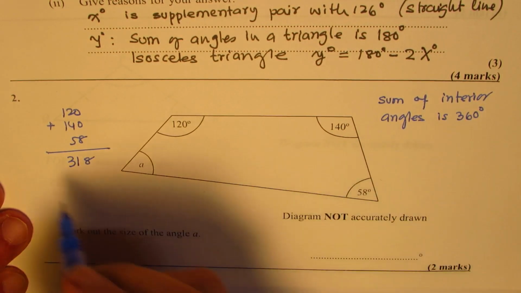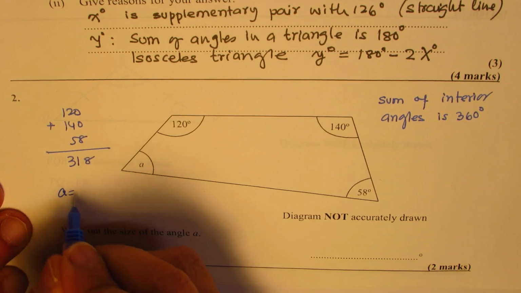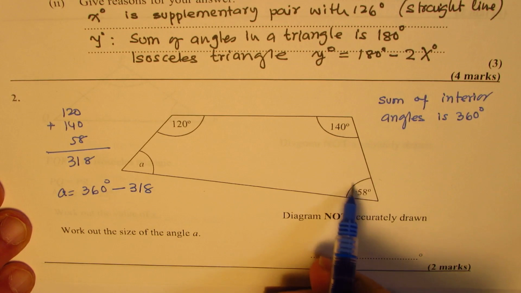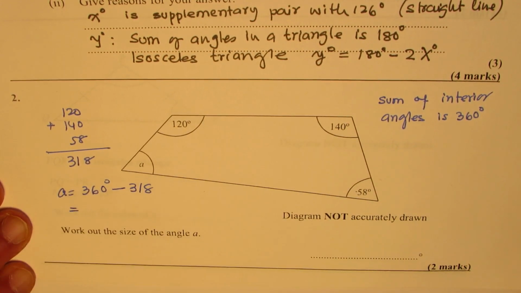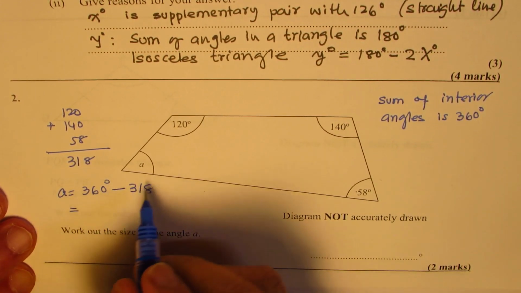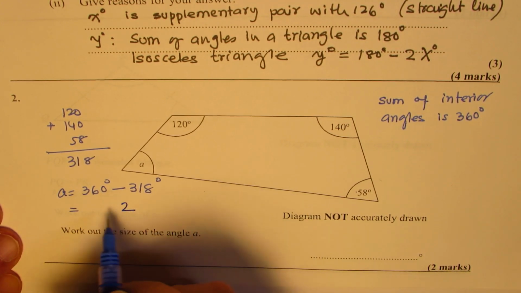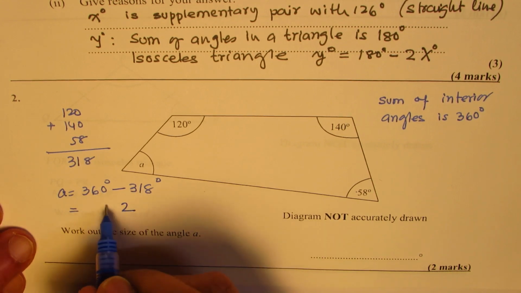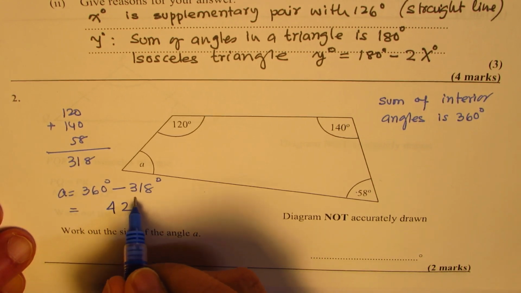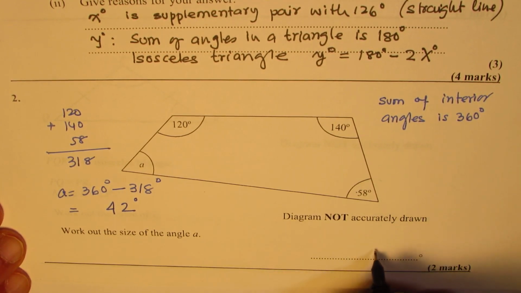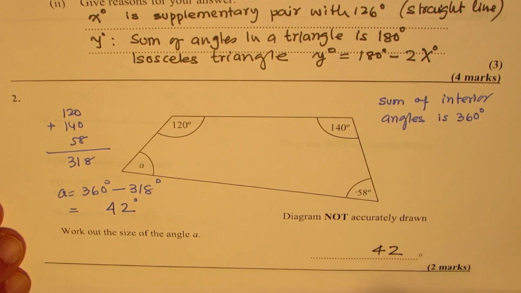So angle A is equal to 360 degrees minus 318, which is the sum of these 3 angles, correct? So from 360 degrees, when you take away 318, you get 2 here, and then from 5, when you take away 1, you get 4. So 42 degrees is angle A, correct? So we get this answer as 42. Degree is already mentioned there, correct? So that is how you're going to answer question number 2.